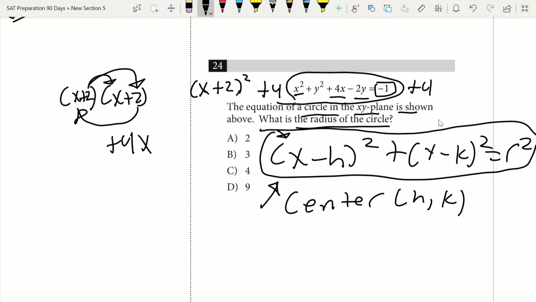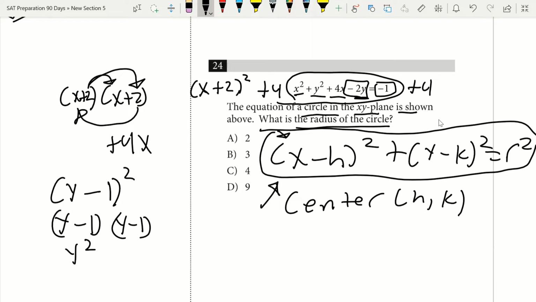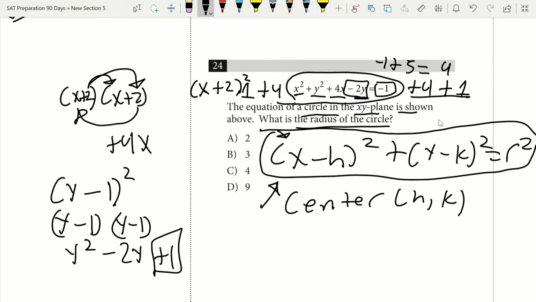So now I'm going to do the same thing I just did with my x term with my y term. I see I have minus 2y, which means I'm going to have y minus 1 squared, because y minus 1 times y minus 1 is going to give me a y squared, and then minus 2y, and then plus 1. So since I have plus 1 here, I also have to add 1 over here, okay? So I add 1 to each side. I see I have 4 plus 1, which is 5, and then I have negative 1 plus 5. I see that gives me 4. Now keep in mind, 4 is not my correct answer because that's my radius squared.